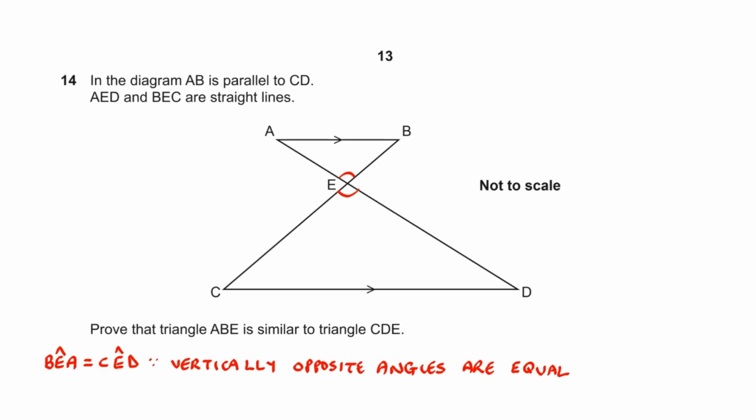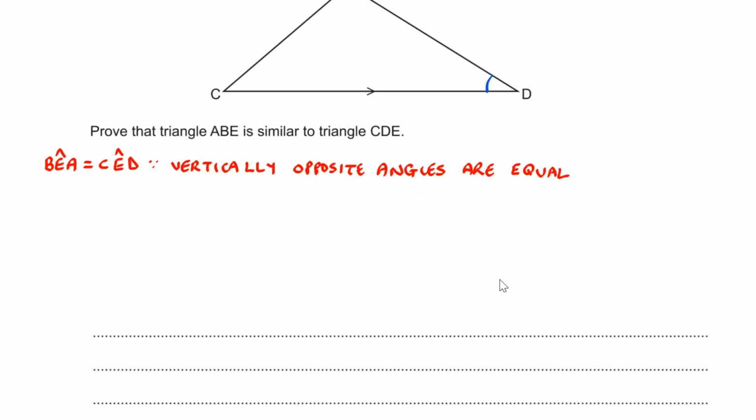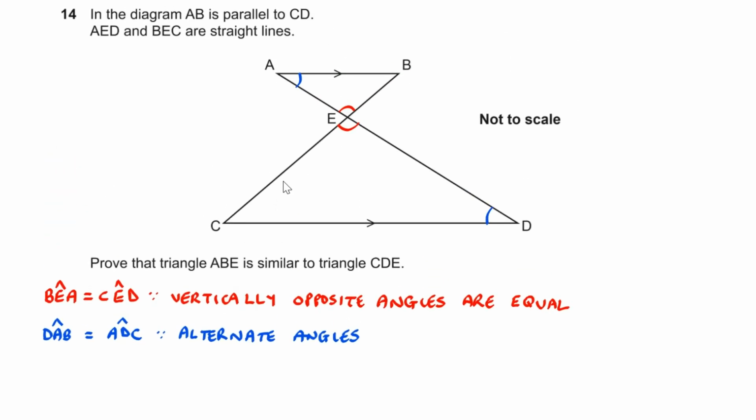And what else we can see is the angle DAB, that's this angle here, is equal to the angle ADC, that's this angle here. And the reason for that is we've got alternate angles. So DAB is equal to ADC, because we've got alternate angles. And then for the same reason, we've got ABC, which is this angle here, equaling DCB, this angle here. So we've got ABC equaling DCB because we've got alternate angles.